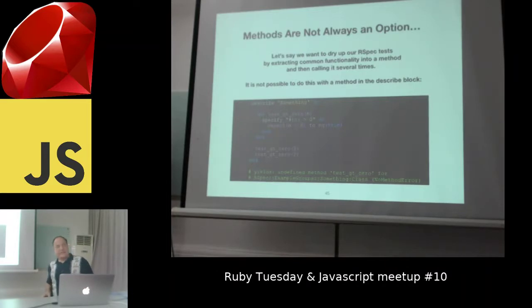In some cases, you can use lambdas where you cannot even use methods. Like, for example, RSpec. I tried putting a method in here that I was going to use to test, just pass in multiple values to do different tests with. This is just a trivial simplification of it. And when I tried to do this, I got an error saying, no, you can't do that. I don't know what this method is.